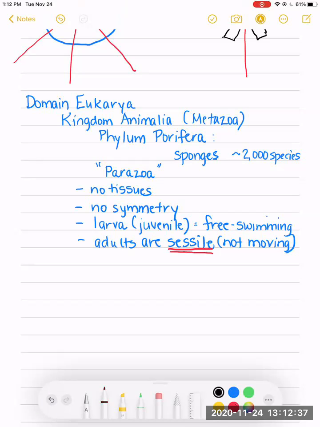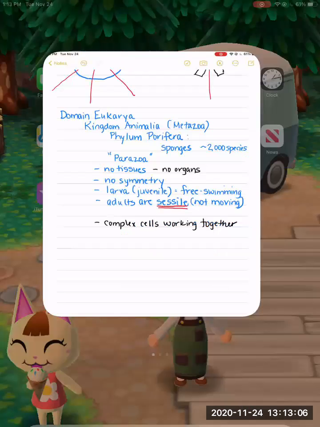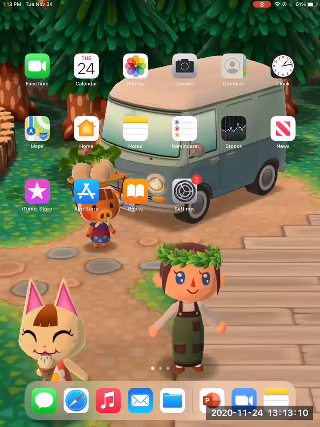Because they don't have tissues, they really don't have any organs. But they do have some complex cells working together, not as true tissues, but they work together to perform some really important functions for the sponge. So let's look at a picture of a typical sponge. Sorry, I'm going to go to the slides here.